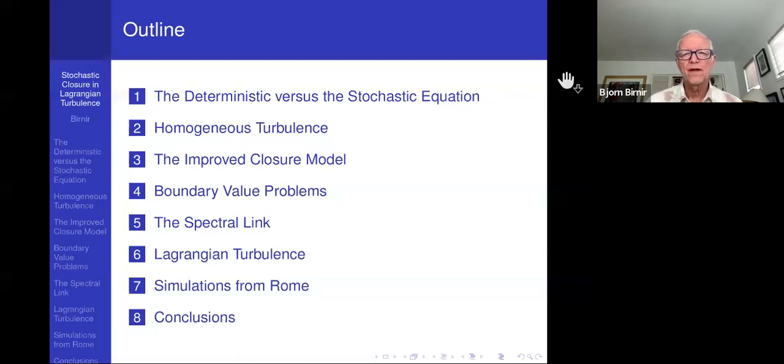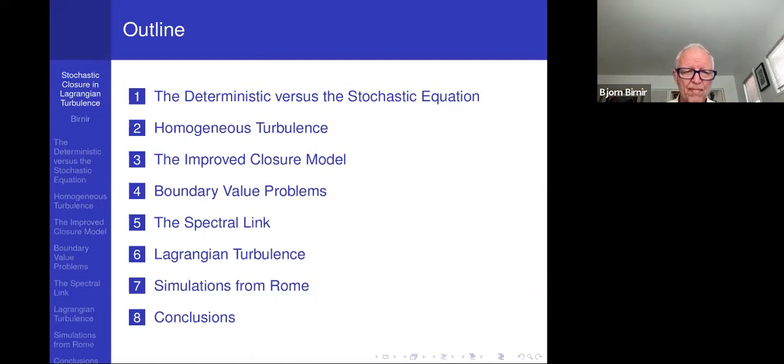The first problem that I would like to tell you about is homogeneous turbulence. We're going to use the Reynolds decomposition, and I want to tell you about the improved closure model that we have there. Then I need to tell you a little bit about boundary value problems, something called the spectral link that allowed us to model the boundary value problems. There's a lot of activity in pipe flow and so on, and we were able to model that and got good results using this idea.